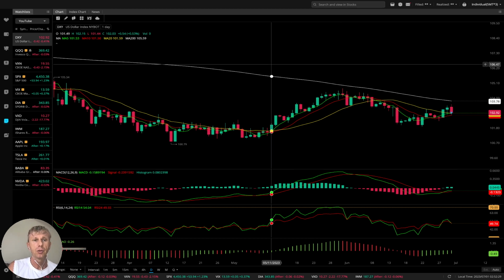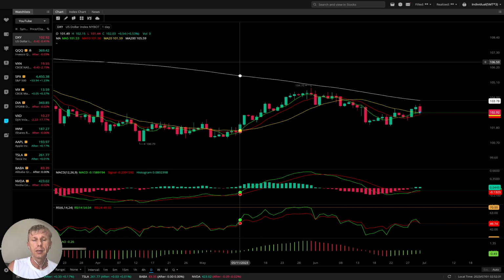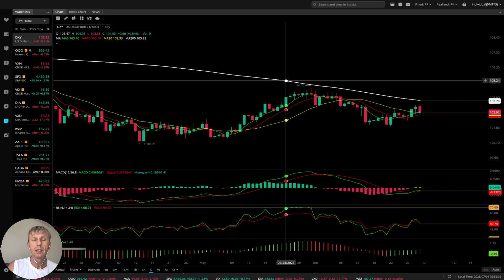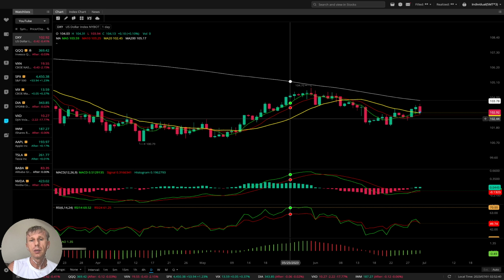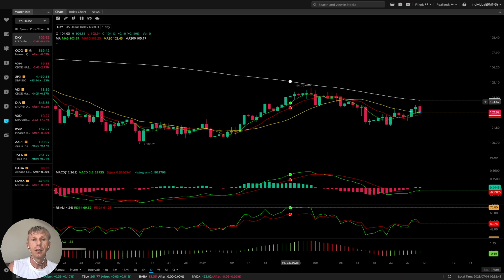And let me briefly mention my setup and my simple trading style. It's very simple. I'm using moving averages. White line is SMA MA 200, yellow line is MA 20, red line MA 10, and green line MA 5.